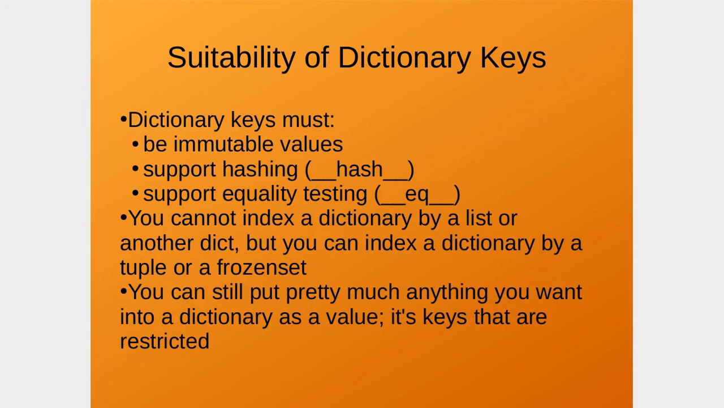So again, you can index a dictionary by an immutable type, but not by a mutable type. And you can put pretty much anything you want into a dictionary as a value. It's only the keys that are restricted.